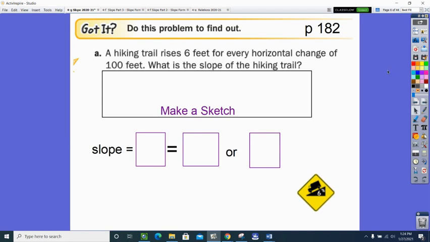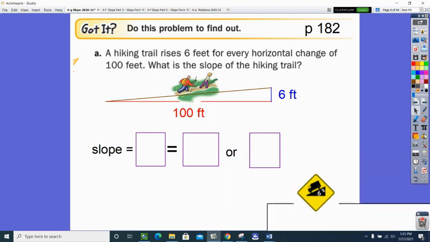A hiking trail rises 6 feet for every horizontal change of 10 feet. What is the slope, reduced please, of the hiking trail? So sometimes it helps to make a little sketch. So I made a little sketch here.